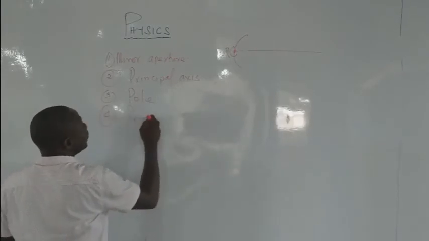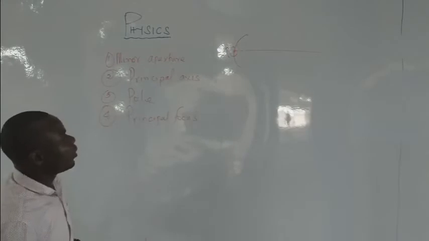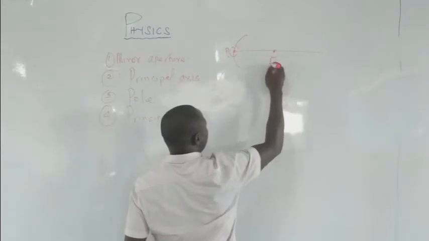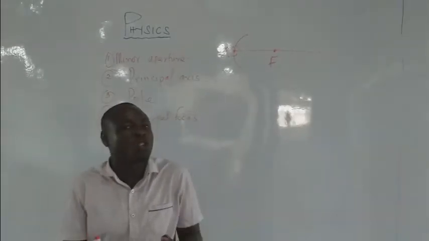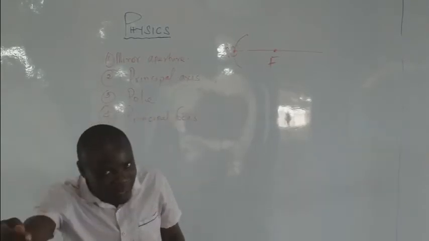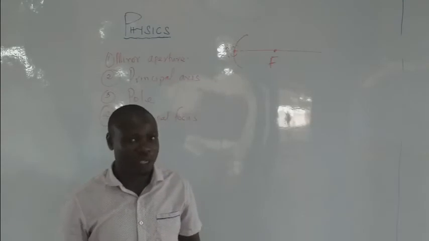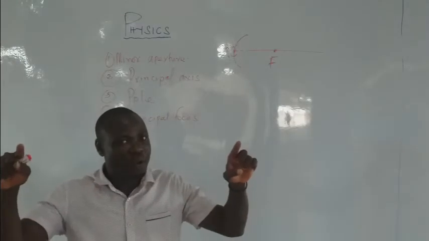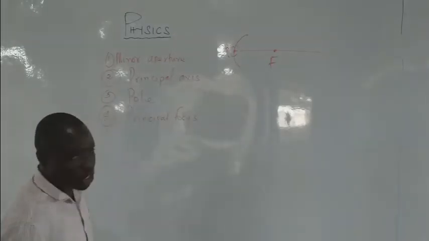The next one is the principal focus. What is the principal focus? This is a point that is written as capital F. It is a point on the principal axis where a ray of light converges or diverges after reflection. That point is called the principal focus.